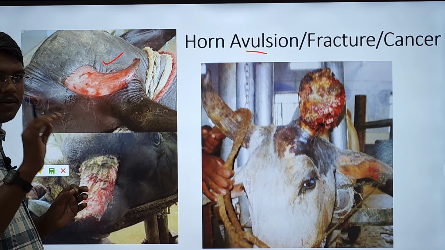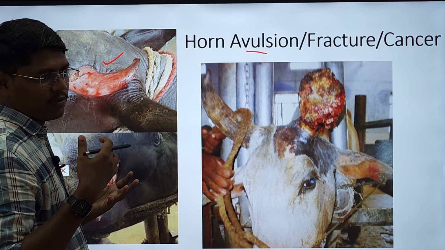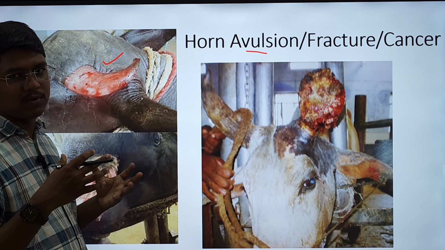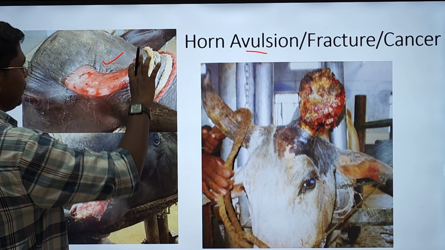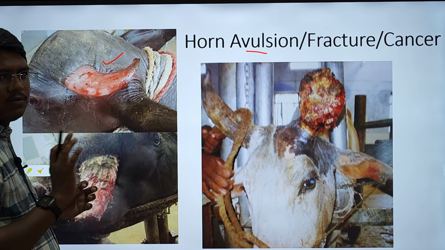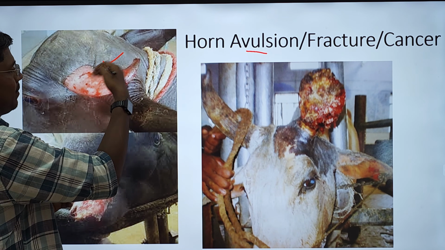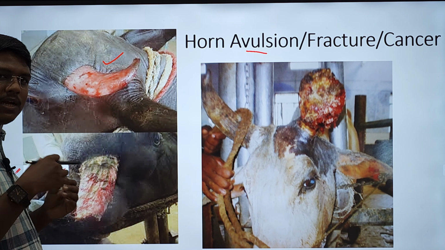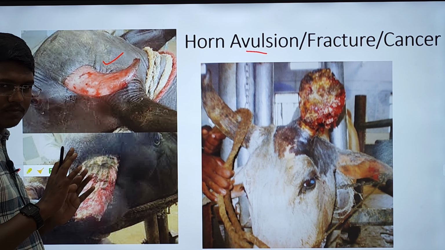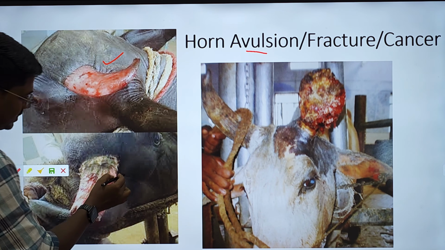The best one is tincture iodine. Now it is not available. If you can purchase from different sites, online sites, it is available. Simply apply tincture iodine. It is a very good irritant. Okay, then apply bandage, repeat for 3 to 4 days, and there will be horn formation. Very good result. Okay, now this is the horn fracture.